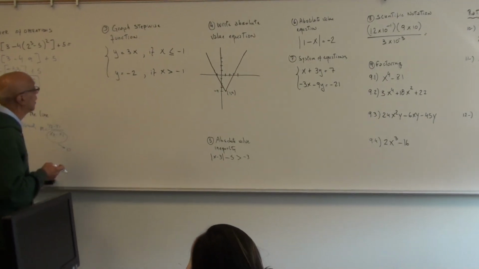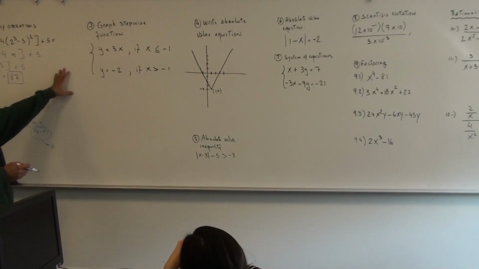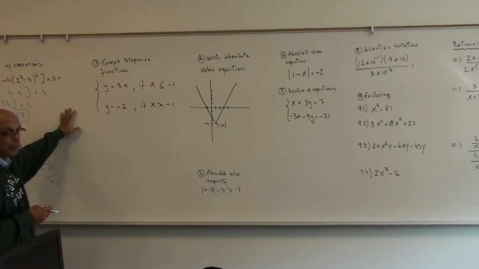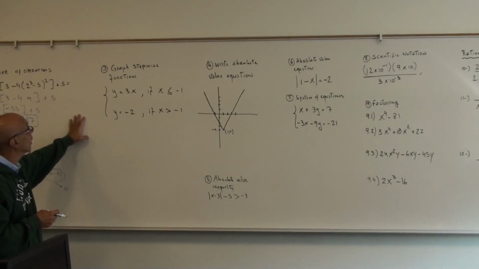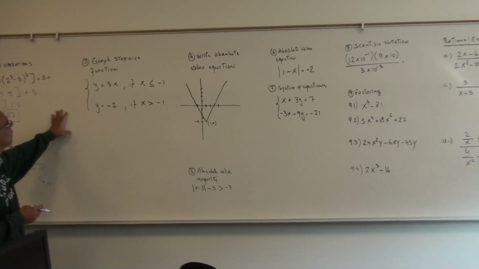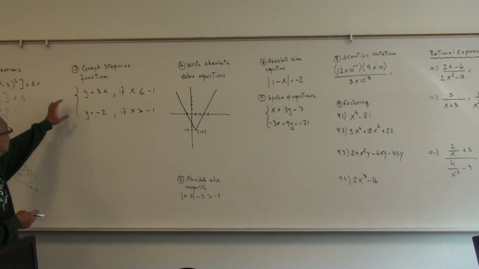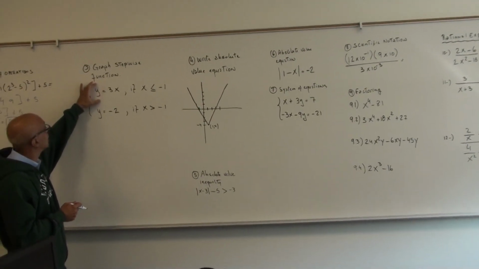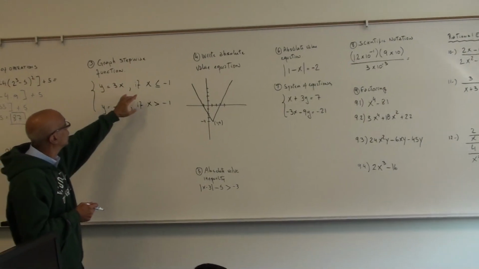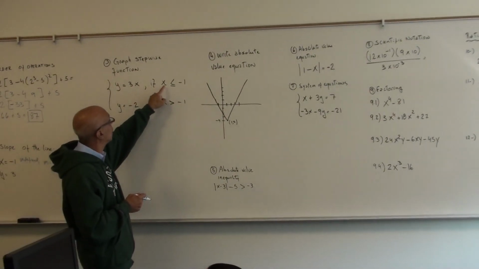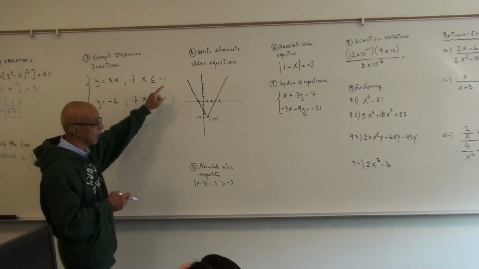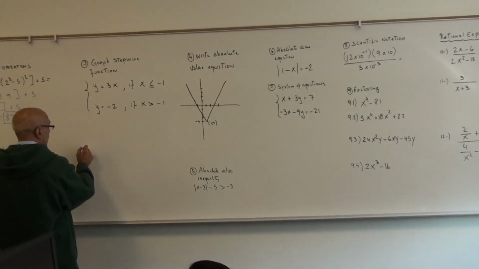So let's erase this and move on to another question that a lot of students missed, graphing the piecewise function. So what is a piecewise function? Well, it is a function that has two different behaviors in this case, right? One behavior is for the domain of x less than or equal to negative 1. Okay, so let's graph that.